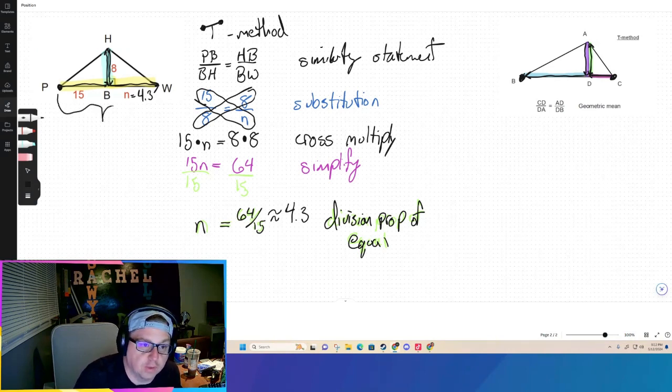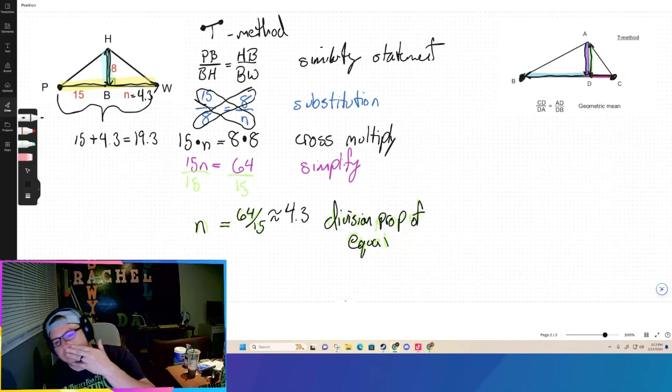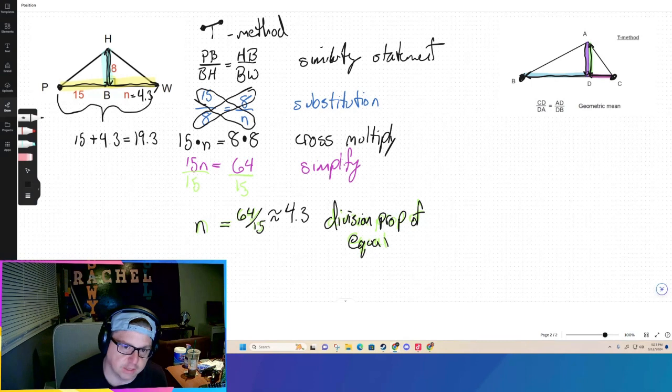Now, if they ask for the total distance between P and W, you're not done. Then I would have to do 15 plus 4.3 to equal 19.3. So be careful. Make sure you answer what the question's asking you to do. But if it was just asking for n, solve for n, then we're done at 4.3.